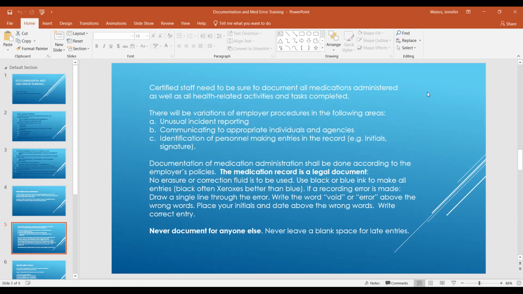Documentation of medication administration shall be done according to the employer's policy, but keep in mind the medication record is a legal document. Please do not use whiteout or correction fluid. Do not erase. If you make a mistake, simply put one straight line through the mistake, and you can write error or void, and then place your initials underneath where the correct documentation should be. And then write the correct entry. Never document for anyone else, and never leave a blank space for late entries.